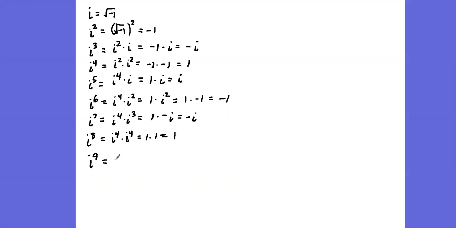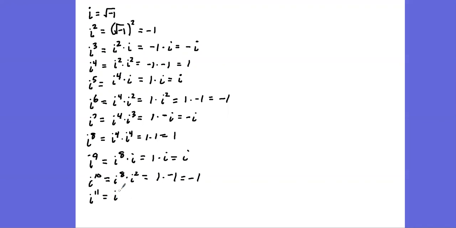i to the ninth, that's the same thing as i to the eighth times i. i to the eighth, we just calculated as 1. 1 times i is i. i to the 10th is i to the 8th times i squared. i to the 8th is 1. i squared is -1. And we'll see if I can fit in 3 more here.